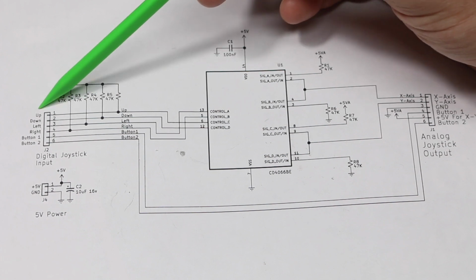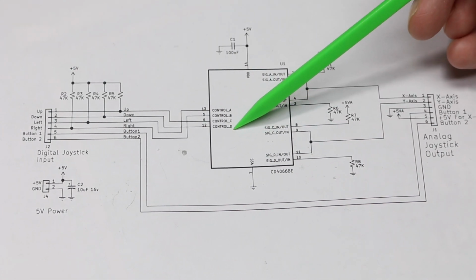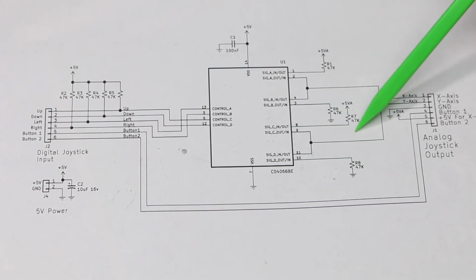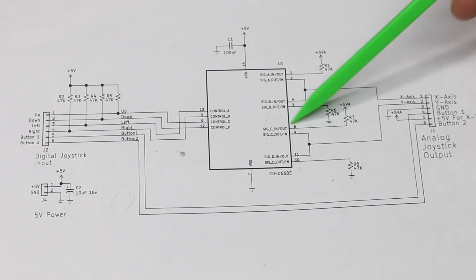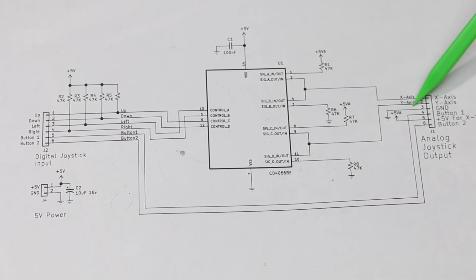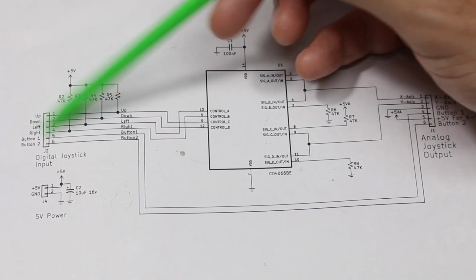If we release the up button and press the down button, that's control D. This switch here opens up. So now we have a resistor pulling to 5 volts through these closed contacts going to the Y axis output. So 5 volts on the Y-axis means we're going in the down direction, and so on.